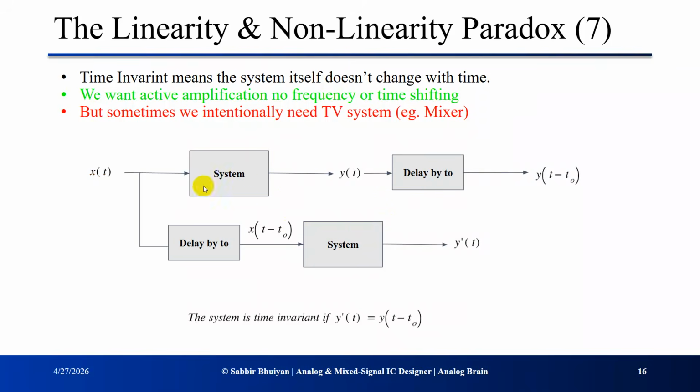So now this is a system, and I take an input x of t, and I get an output y of t, which is delayed by t naught. Now my output is y of t minus t naught. For a different path, I add delay to my input first, then the delayed input passes through the system, and I get some output y prime of t. If the system is time invariant, meaning the system itself doesn't change with time, then y prime of t and y of t minus t naught must be equal.